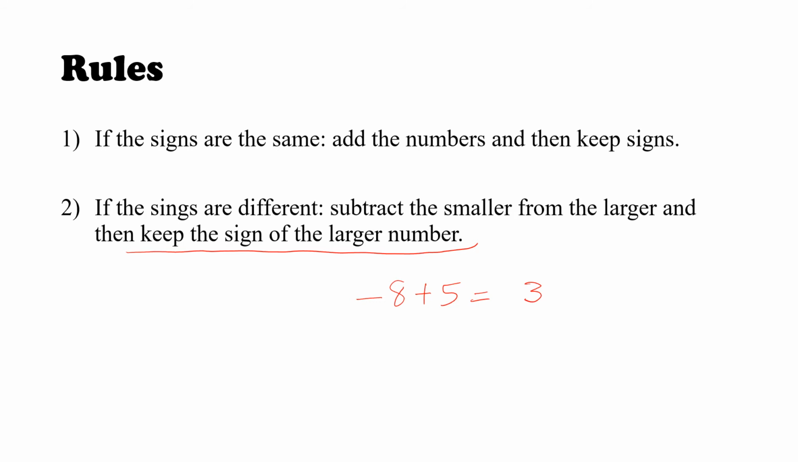I hope I'm making sense here and I hope I'm not confusing my audience. But yes, in this case, we have to make that 3 negative, because the larger number in terms of face value is 8. The 8 has the larger face value than the 5. So again, different signs, take away the smaller from the larger and you keep the sign of the larger number.